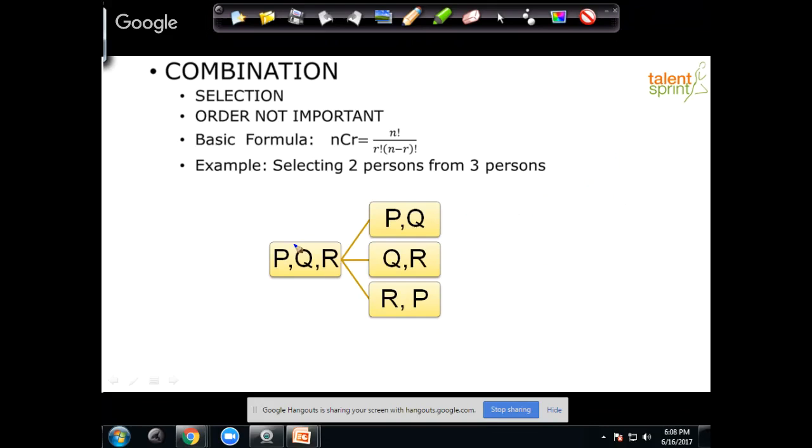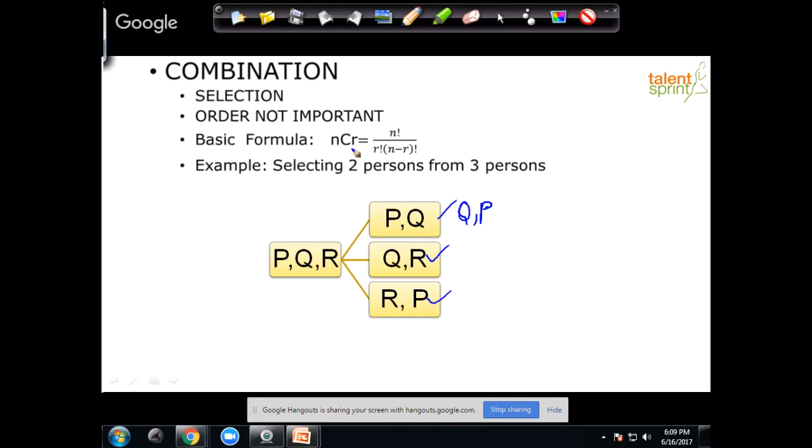For example, see, you have 3 people. Let's say you have 3 people, P, Q, and R. Now I want to invite 2 people for the party. Only 2 persons I can invite. In how many ways can I do it? See, either I can invite PQ, or I can invite QR, or I can invite RP. I can also invite QP, but these 2 cases are the same, right? Here, note that the order is not important. So that is called combination.